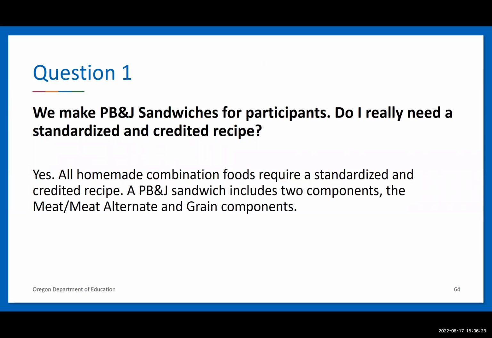Okay, so our first question is, we make PB&J, or peanut butter and jelly, sandwiches for participants. Do I really need a standardized and credited recipe? Sarah, can you take this one for us? Yes, the answer is yes. All homemade combination foods require standardized and credited recipe. A PB&J sandwich includes two components, the meat alternate and the grains component. Great, thank you, Sarah. Something as simple as a PB&J, but still needs it. Okay, on to the next question.